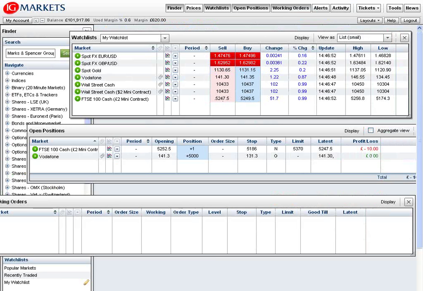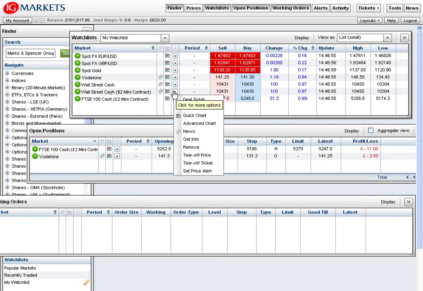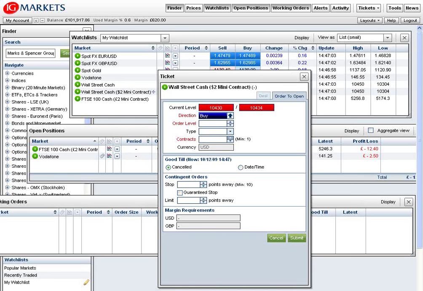But what you can also do, if I go to the Wall Street Cash, again I'll do the $2, I'll do the mini contract here in the drop-down list, go to order to open, second one down, order to open. So what I want to do is buy, click on buy. The level I want to buy at is 10,370. The system knows it's a limit order, so I don't need to worry about what sort of order it is. I want to buy one contract at 10,370.